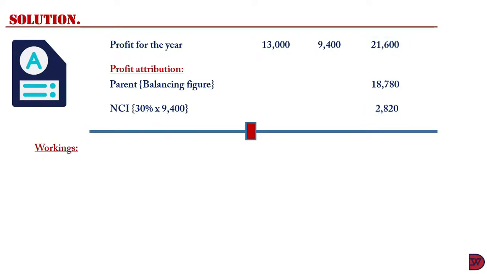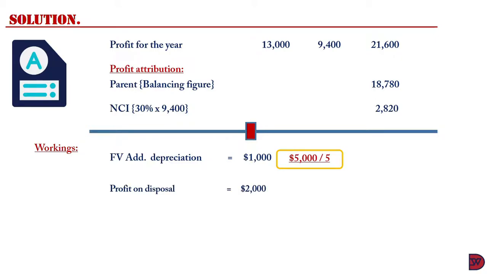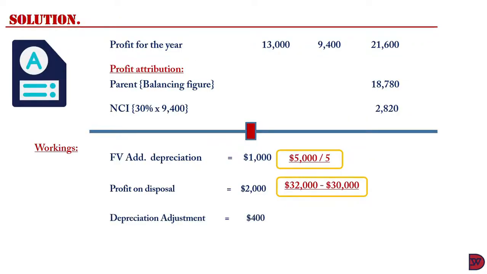Now, when we come to the workings, the first we'll show is the fair value additional depreciation, which is $1,000, arrived at dividing the fair value amount, $5,000, by the number of useful life left, 5 years. When we come to the profit on disposal, it was $2,000 as a result of finding the difference between the transfer price of $32,000 and the current value of $30,000. Then we find the depreciation adjustment, which was $400. That was arrived by finding the annual depreciation of the profit on disposal.